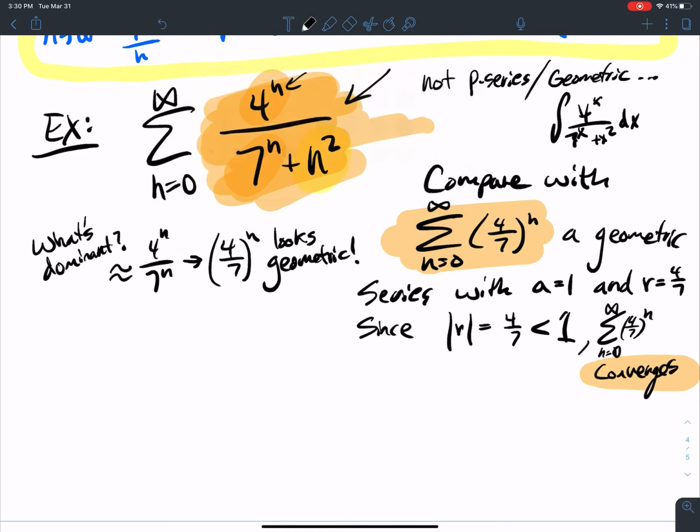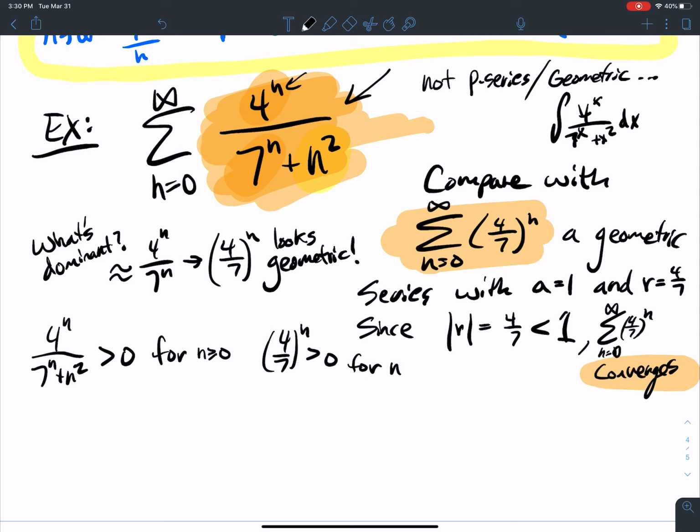So let's take 4 to the n over 7 to the n plus n squared. This is definitely greater than 0 for n greater than or equal to 0. And we also know 4 over 7 to the n is greater than 0 for n greater than or equal to 0. Okay? So let's run our limit comparison test.